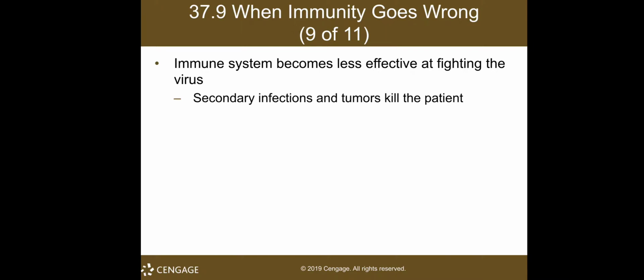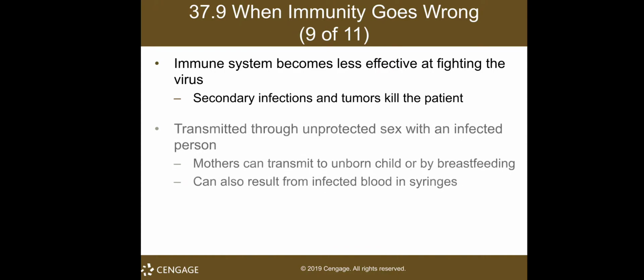So you have an immune system that becomes less effective in fighting the virus. Basically for HIV and AIDS, or rather AIDS, acquired immunodeficiency. The HIV virus doesn't really kill you. It just weakens your immune system. But because you have a weak immune system, when you become exposed to a secondary infection or even a tumor or cancer, your immune system is helpless to fight it off. And that's what will ultimately kill you.